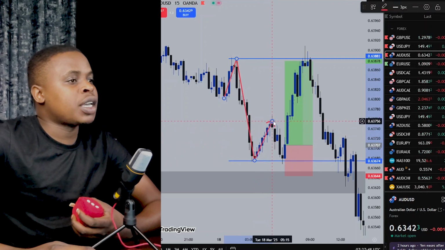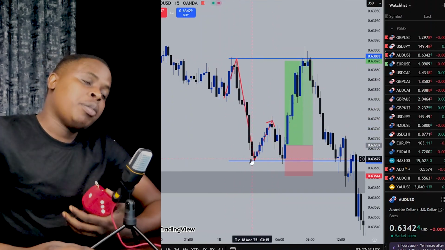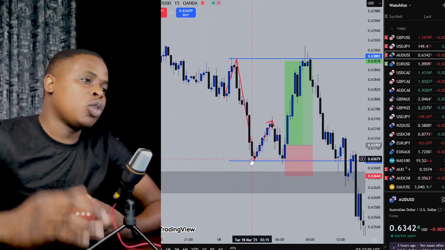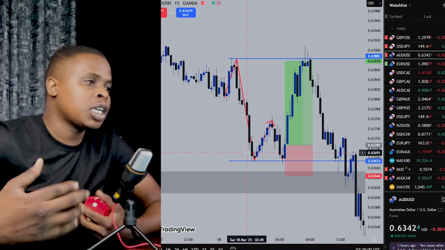This was the close of this candle. So we marked the top and the bottom. But on the higher time frame, you're just marking one candle. On the smaller time frame, if you do this enough, you are going to understand where the move is starting and where it is ending.